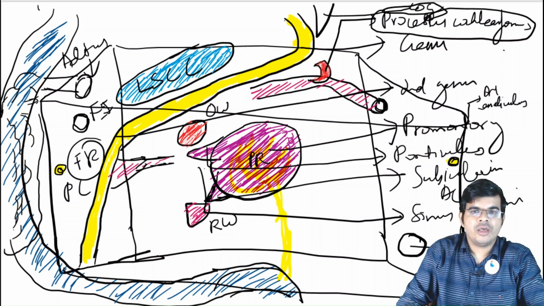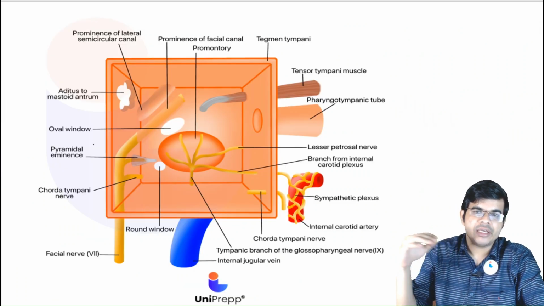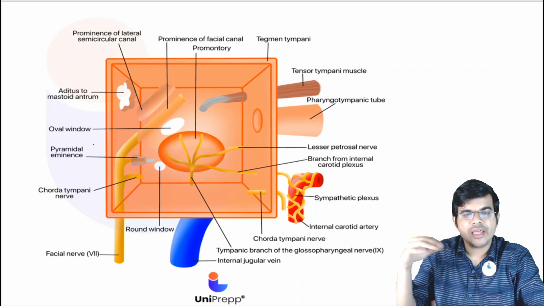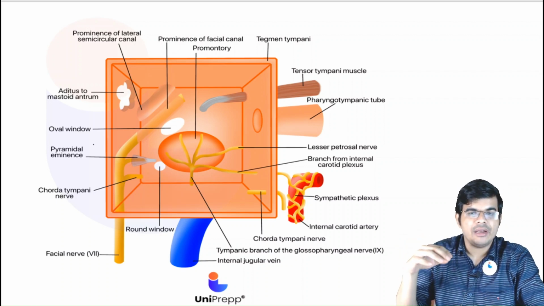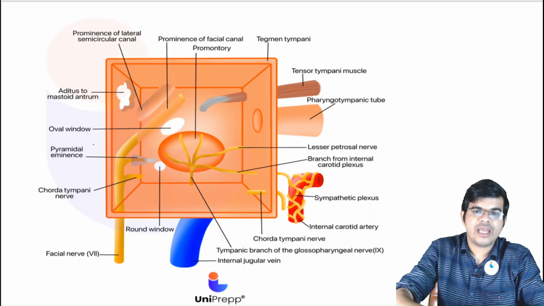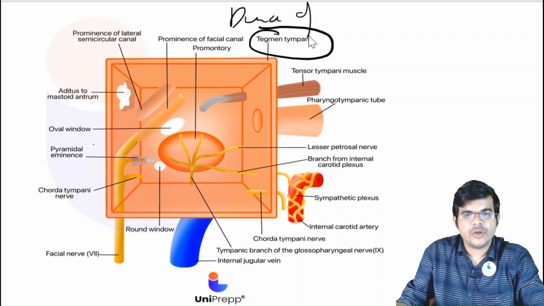Now coming to the superior wall. The superior wall is formed by the continuation of the tegmen antri that is seen while you are drilling over the area of the mastoid, right? And this tegmen antri continues to form the tegmen tympani, and it is separating it from the dura of the temporal lobe. Okay, dura of the temporal lobe.